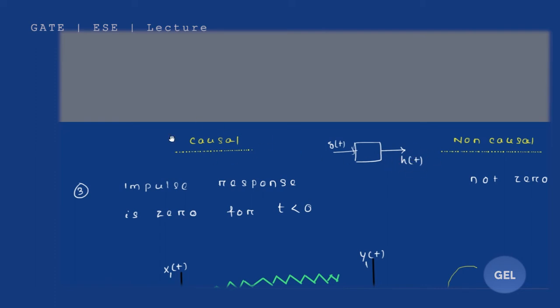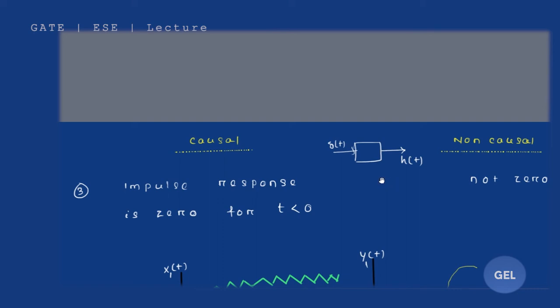So in a causal system, this impulse response will be 0 for t less than 0. That means it will only be defined for positive values of the time instance. That is, it will only be defined for a causal system.